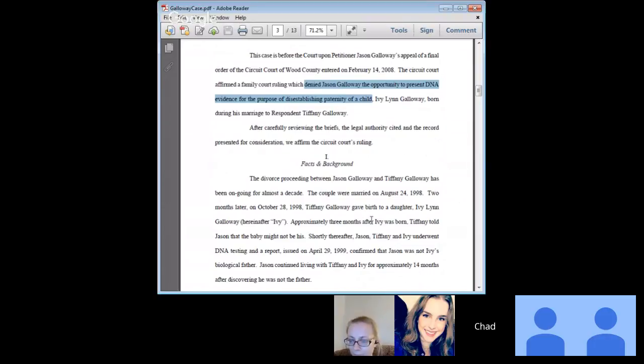All right, so what we have is they're married. She's already pregnant when they get married, because then the baby's born 2 months later. She gives birth. 3 months after the birth, they've been married about 5 years. She says, it may not be your child. After that, they go to DNA testing, and there's a report that confirms he is not the father, right?